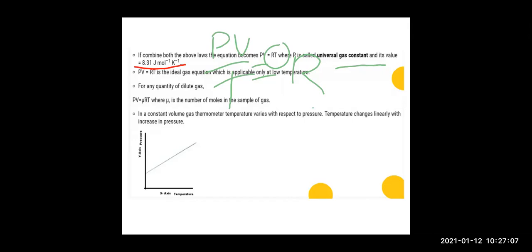Suppose we are having mu number of moles. If the gas has number of moles mu, then our ideal gas equation will be converted to PV equals RT. Here mu will come in. That is PV equals mu RT.